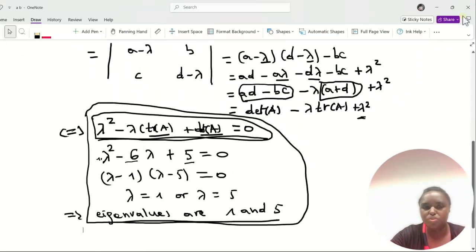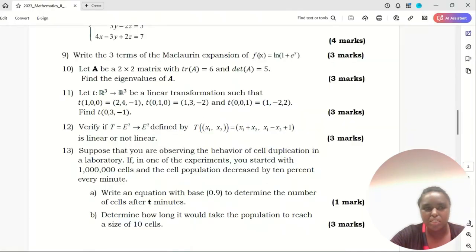Now let's move on to the next question. The next question is question number 11. Let T defined from R power 3 to R power 3 be a linear transformation such that T of this vector is equal to this, the image of this vector is equal to this one, and then find the image of this.